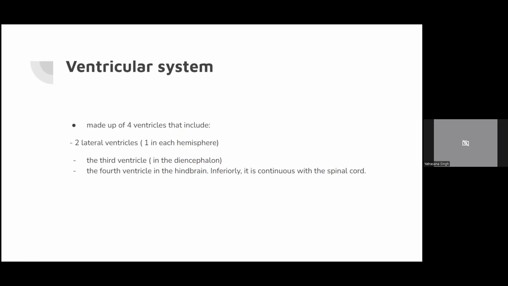The ventricular system is made up of 4 ventricles that include 2 lateral ventricles, one in each hemisphere, the 3rd ventricle in the diencephalon, and the 4th ventricle in the hindbrain, which continues inferiorly with the spinal cord.